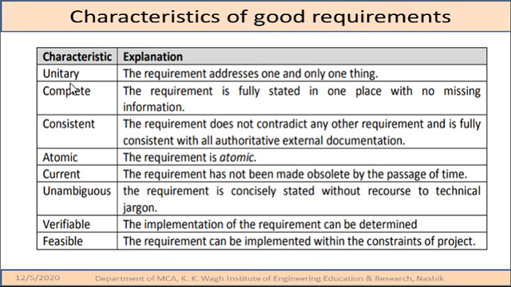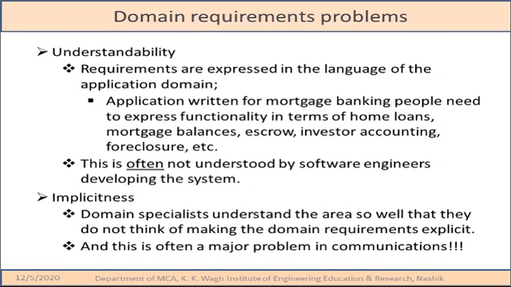So these are the characteristics of a good requirement: unitary, complete, consistent, atomic, current, unambiguous, verifiable, and feasible. Considering all of these, we should state the good requirements, whatever information we gathered from the stakeholder or the user, by implementing these characteristics, and we specify it in one place called the SRS document.